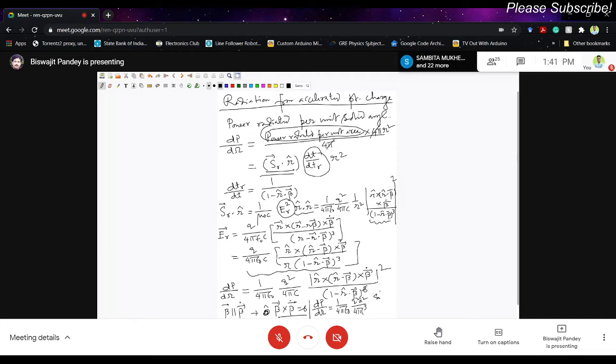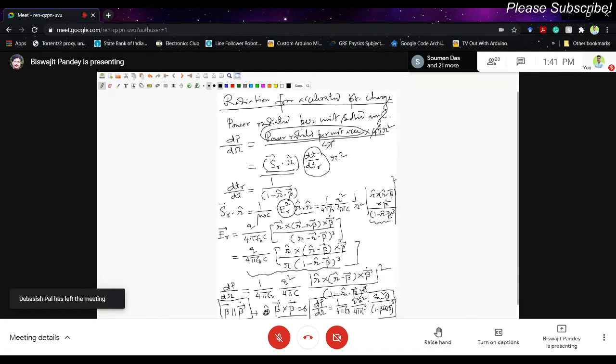Sine squared theta divided by (1 minus beta cos theta) whole to the power 5. So this was the expression for the angular distribution of the radiated power from an accelerated point charge when the velocity and acceleration are parallel to each other. And we discussed the radiation pattern.